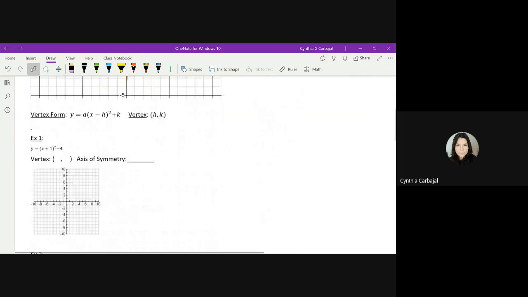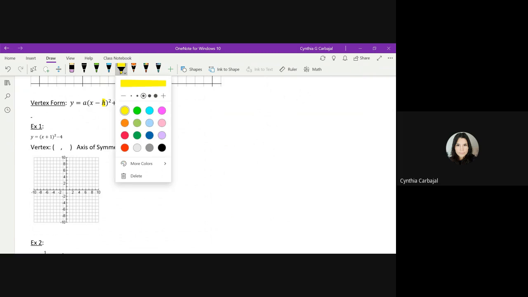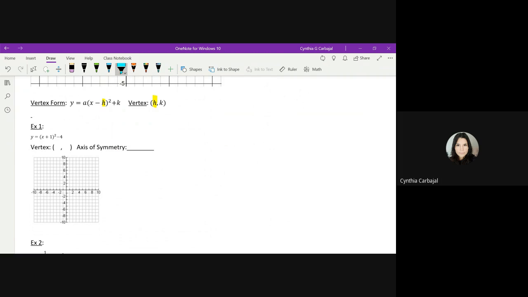So this is what our vertex form looks like. Whatever number is inside the parentheses, that's going to be the x value of the vertex. Whatever is being added or subtracted on the outside of the parentheses, that's going to be the y value of the vertex. And then the a in the front is going to tell you if it's opening up or down, and if it's going to be wide or narrow. So that's a review on vertex form, and then let's do example 1.